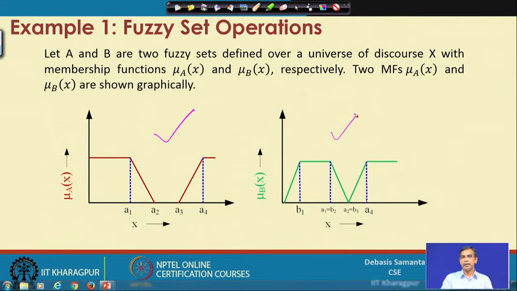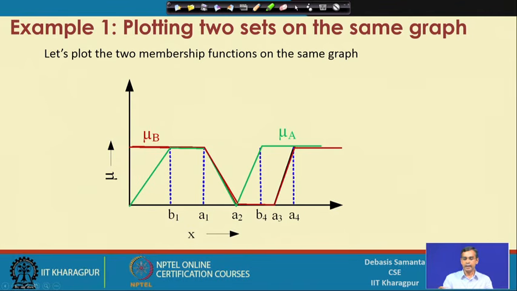Then the best idea is that we can draw the two graphs on the same graph. For example, if we draw the two graphs together, the resultant graph will be obtained like this. Once the resultant figure is available, we can easily identify the union or the intersection of the fuzzy sets.